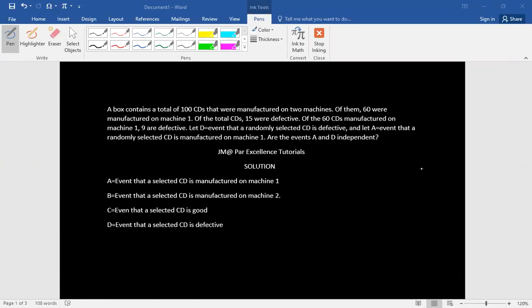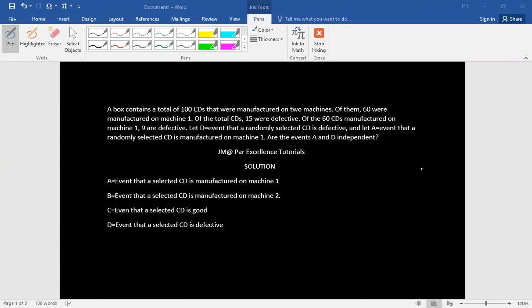A box contains a total of 100 CDs that were manufactured on 2 machines. Of all of them, 60 were manufactured on machine 1, and of the total CDs, that's 100 CDs, 15 were defective. Of the 60 CDs manufactured on machine 1, 9 are defective.